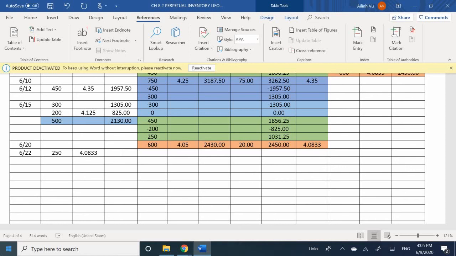Okay, so where are we? We're multiplying 250 by 4.0833. Mm-hmm. Okay, so our cost is 1,020.825. We're rounding that one, so 83 cents.